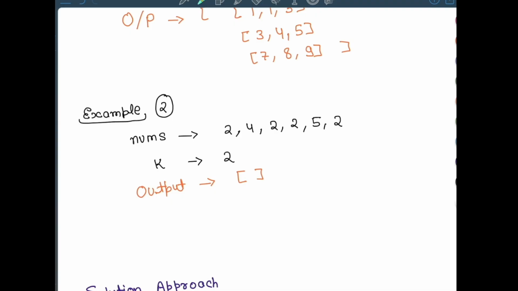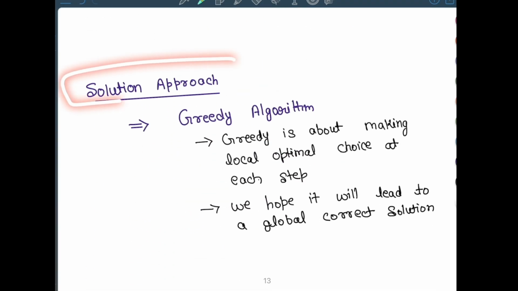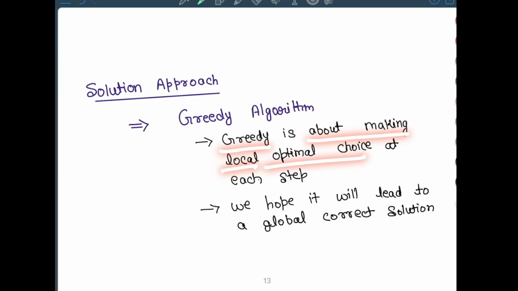Now the thing is, guys, we need to understand the solution approach for this problem. And to solve this problem, we need to follow an algorithm called the greedy algorithm. Now you might have heard about greedy. Greedy algorithm is about making a locally optimal choice at each step. That is, we take the solution which is available as of now. We don't wait for the solution. We just try to choose the most optimal choice which is available locally.